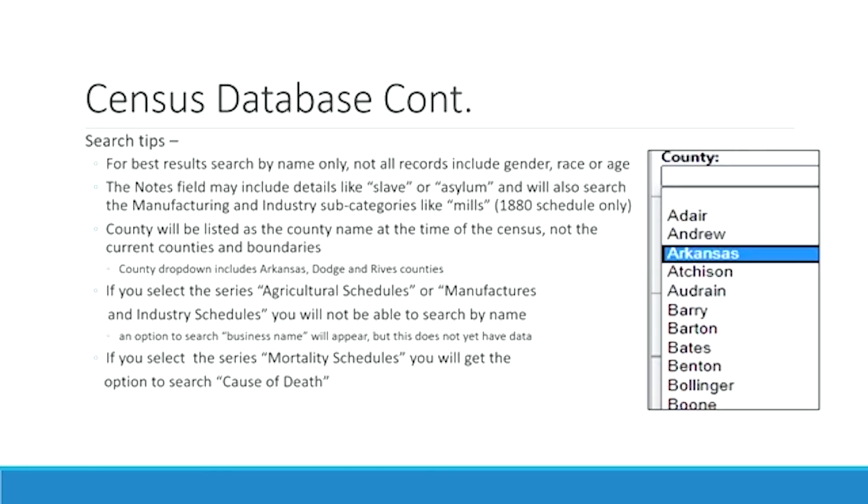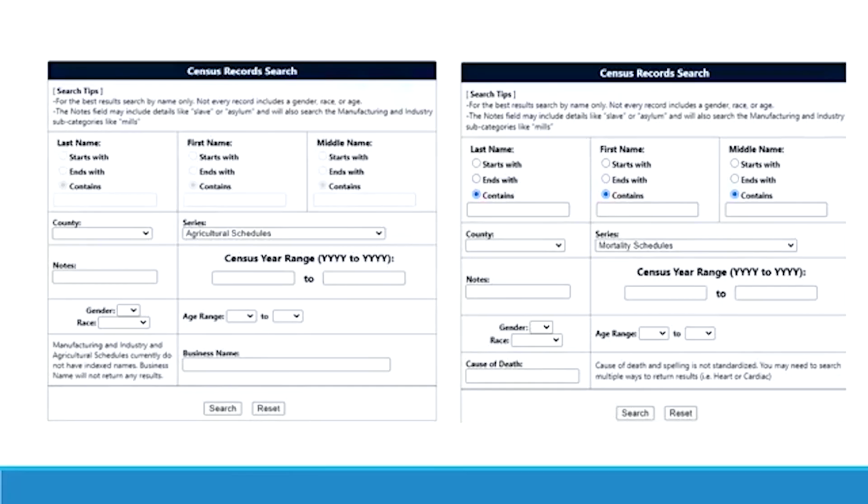Additionally, if you select agricultural schedules or manufacturer schedules, you will not actually be able to search by name anymore because they're not indexed yet. And if you select mortality schedules, you will get the added option to search cause of death. That looks a little bit like this.